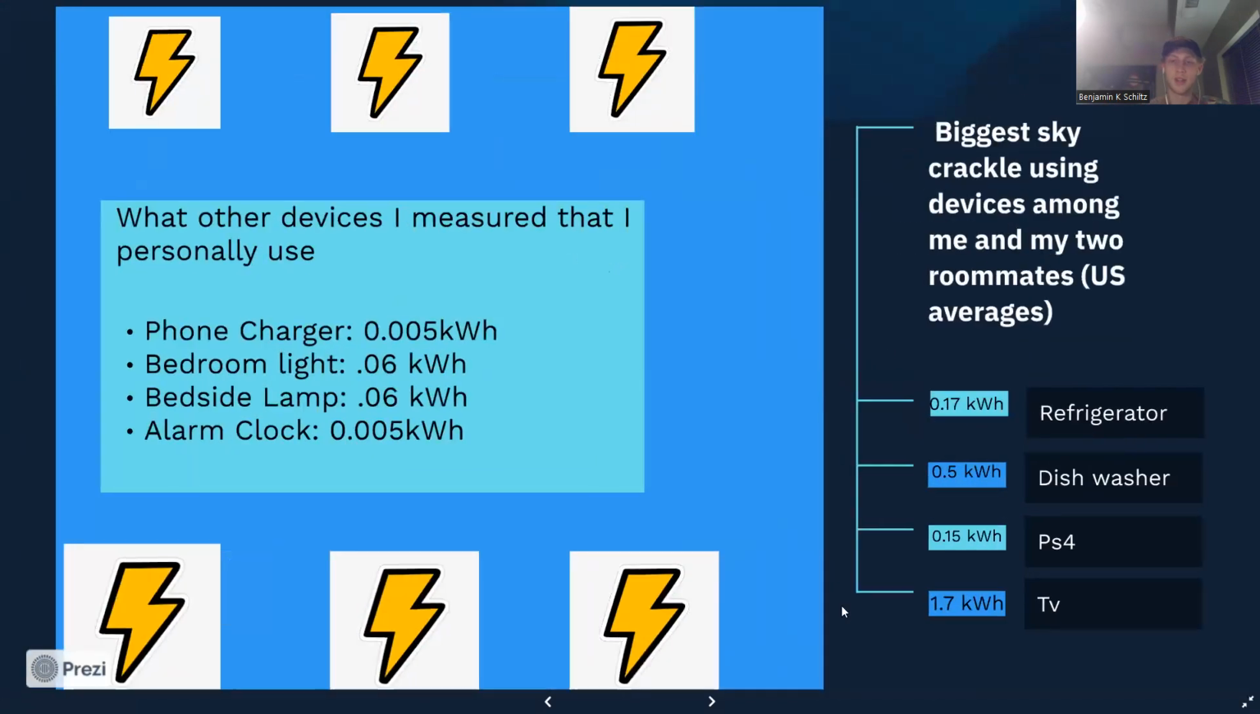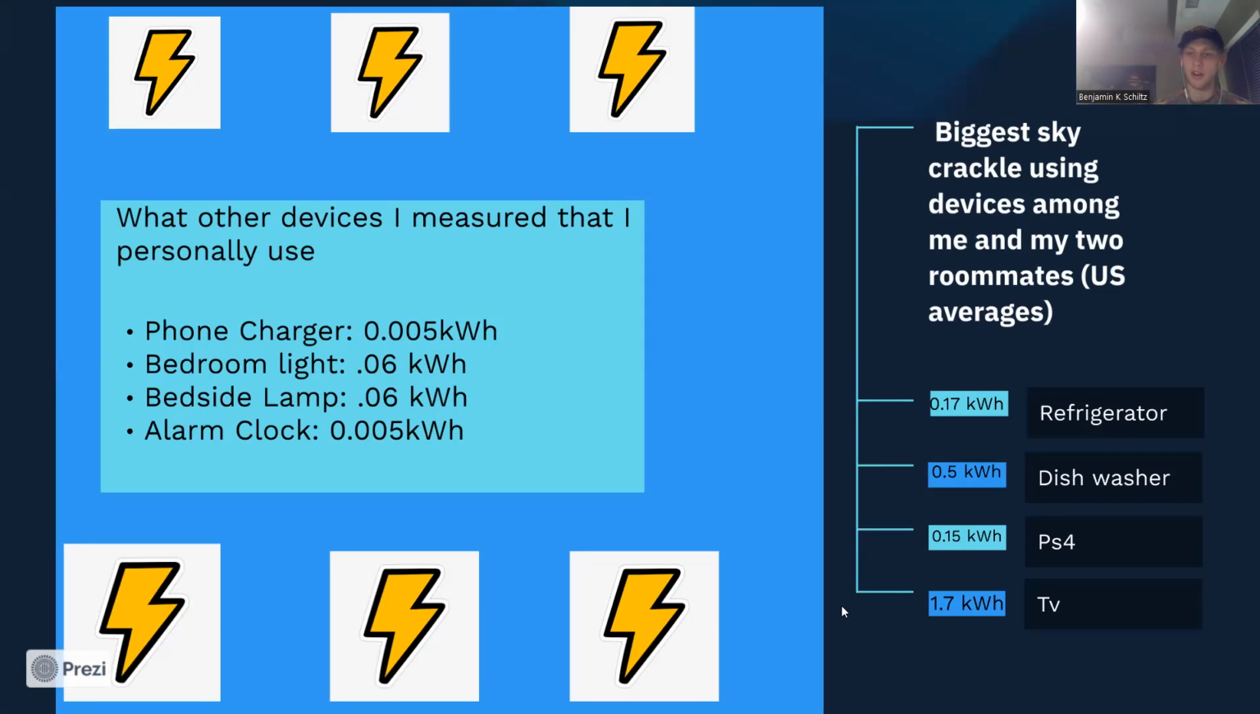Some of the biggest energy users in the US are refrigerators, dishwashers, in-house bulky items that require a lot of energy. As you can see, the typical average energy usage for a refrigerator is 0.717 kilowatt hours, and a dishwasher is 0.5 kilowatt hours. I also looked up the averages for TVs, televisions, and PS4s, which in our case are kind of the 4 biggest energy uses among all 3 of us.